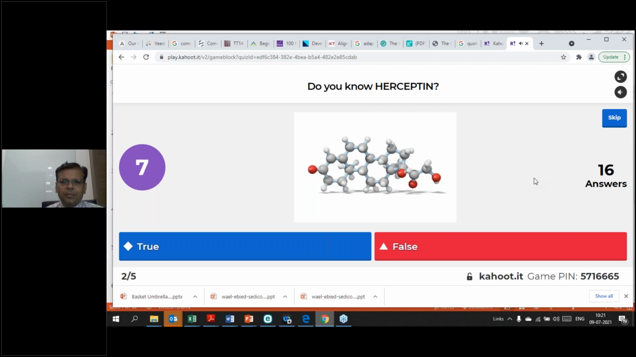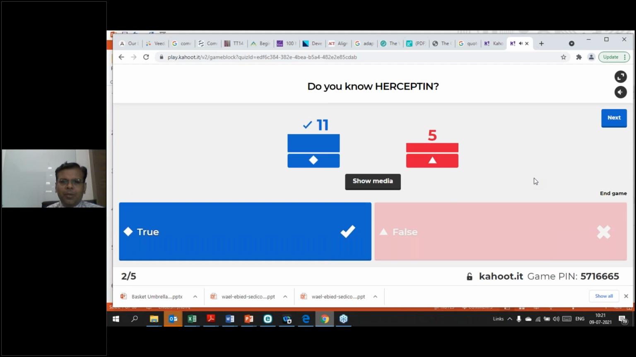Okay, so we have people adding on. That's good. Nice. Okay, so time's up. Good to know that a majority of the people are aware of what Herceptin is. So that's good.